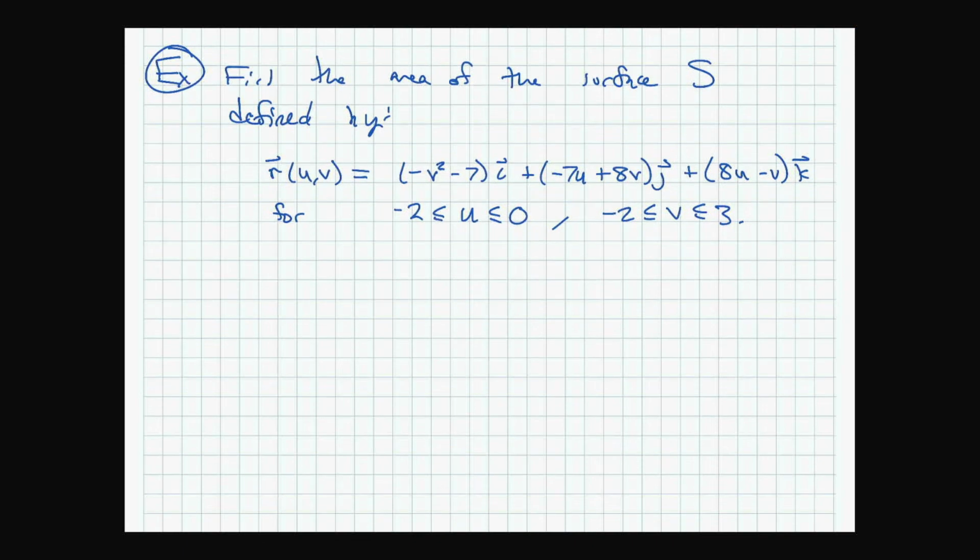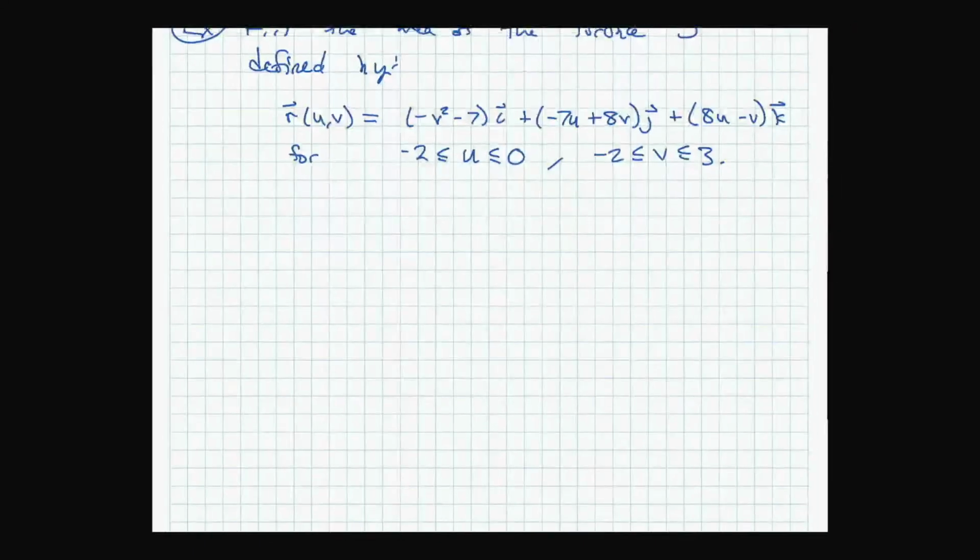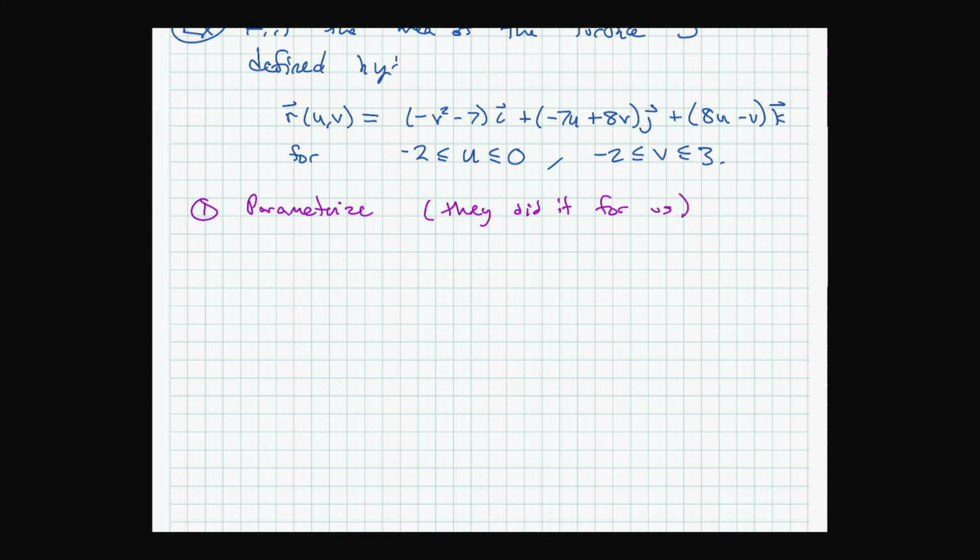Okay, so we're just going to do our same tricks, but it'll go a lot faster this time because we know what we're doing now, right? So the first thing we have to do is parameterize, except that we don't because they did it. They did it for us. So the next thing we need to do is compute the t_u and the t_v.